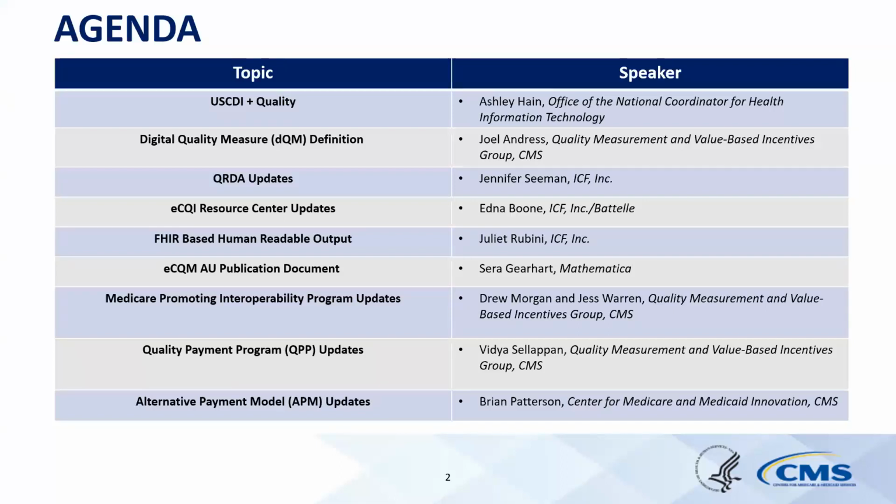Our program today will include updates on USCDI Plus quality, digital quality measurement, the Quality Reporting Document Architecture, or QRDA, eCQI Resource Center updates, FHIR-based human readable output, the eCQM Annual Update Publication Document, the Medicare Promoting Interoperability Program, the Merit-Based Incentive Payment System, and alternative payment models.